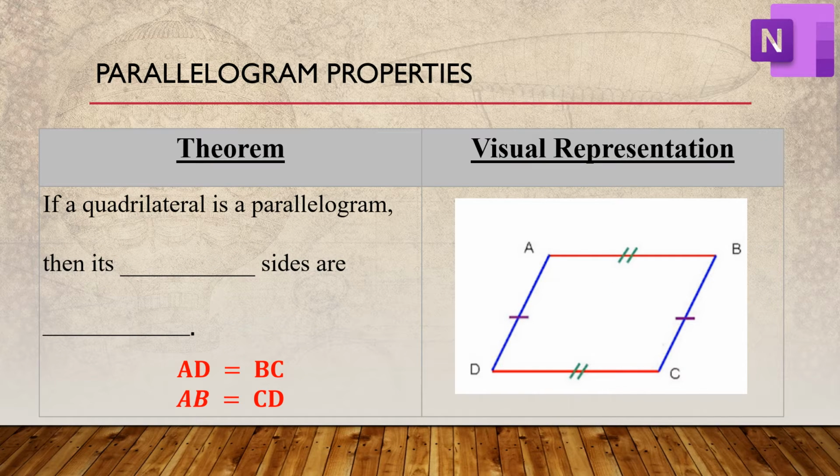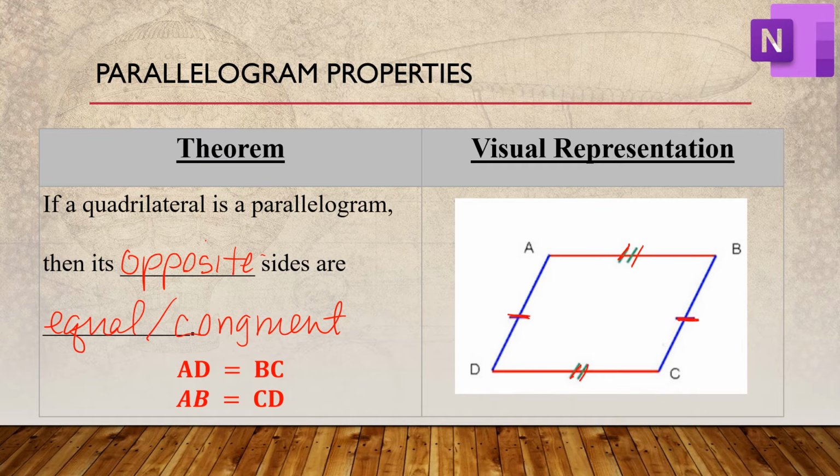Okay, so now we're going to go ahead and go over some properties of parallelograms that were discussed in the video. So the first property that we have here is that if a quadrilateral is a parallelogram, then its opposite sides are equal. We can also say that they are congruent. So as you can see, based on the markings, side AD is equal to side BC based on the marking that we have here. And side AB with the 2 tick marks is congruent or equal to the side CD.